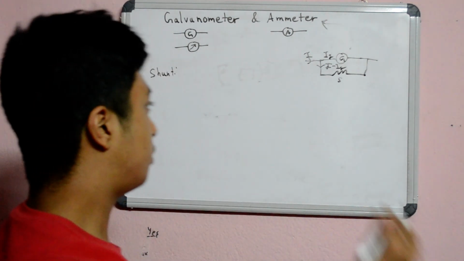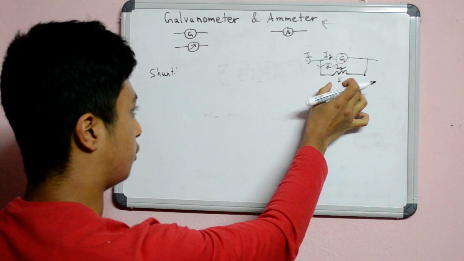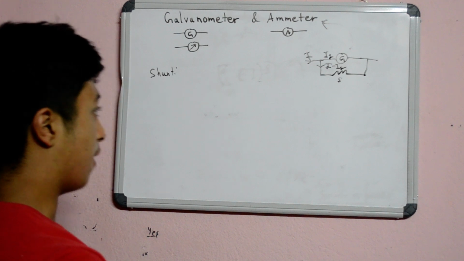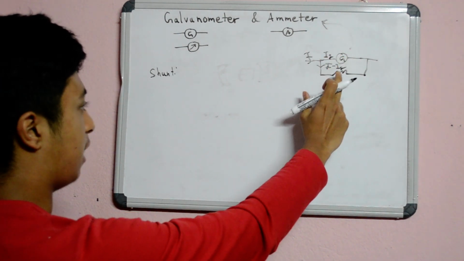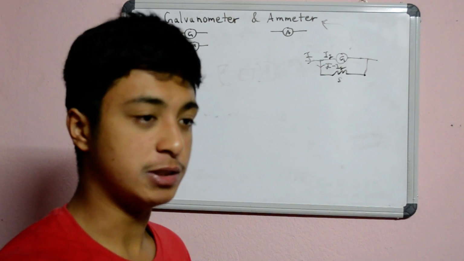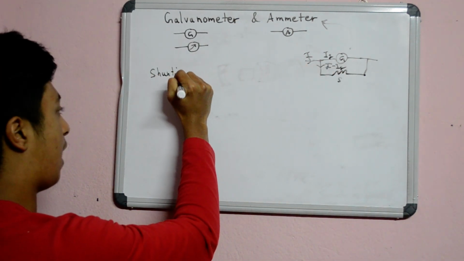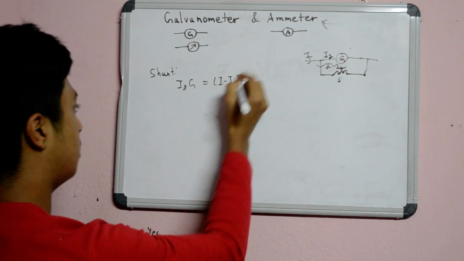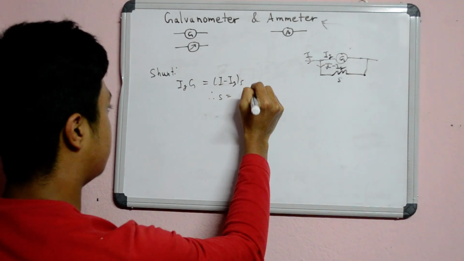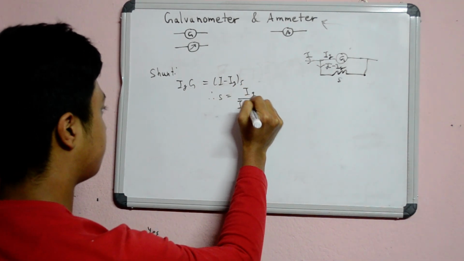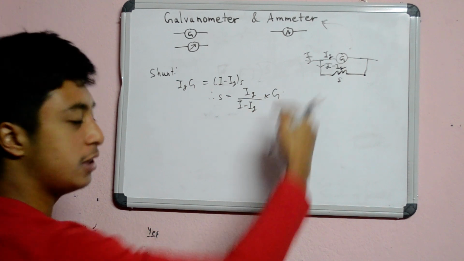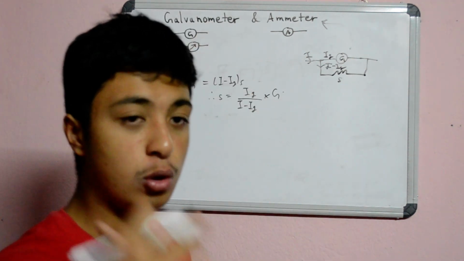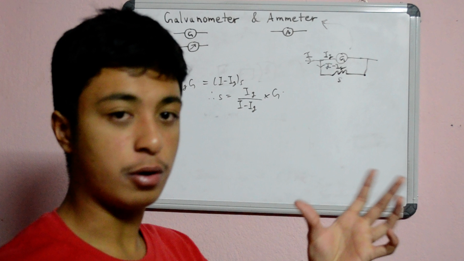And here we can also find out the value of the resistance of shunt. Because here what we have is IgG equals I minus Ig times S. And we know in parallel combination the voltage remains the same. So that means IgG equals I minus Ig times S. So therefore we get S equals Ig by I minus Ig into G. And here this G is the resistance of the galvanometer. And I forgot to mention, the galvanometer also has low resistance, so that it can get more current, right?